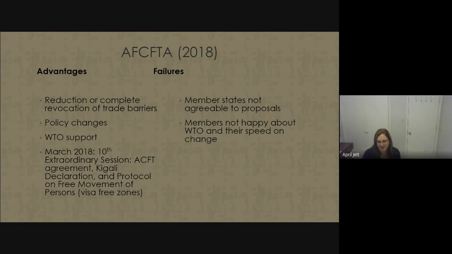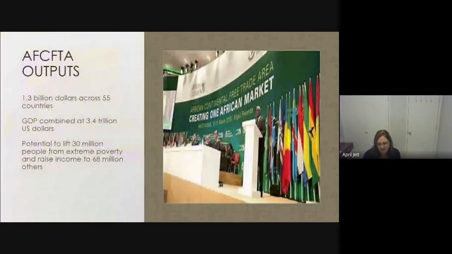African Continental Free Trade Area outputs would be my last slide that I'm going to talk about today. And with the AFCFTA creating the largest free trade area in the world, the pact will have the capability to connect 1.3 billion people across 55 countries, and it will allow for a combined GDP of 3.4 trillion US dollars and have the potential to lift 30 million people from extreme poverty and raise the income for 68 million others, reshaping the regional economy and boosting output in services, manufacturing, and national resources.